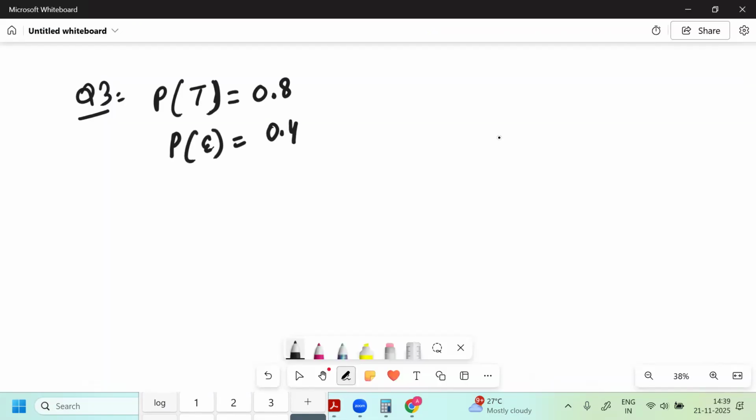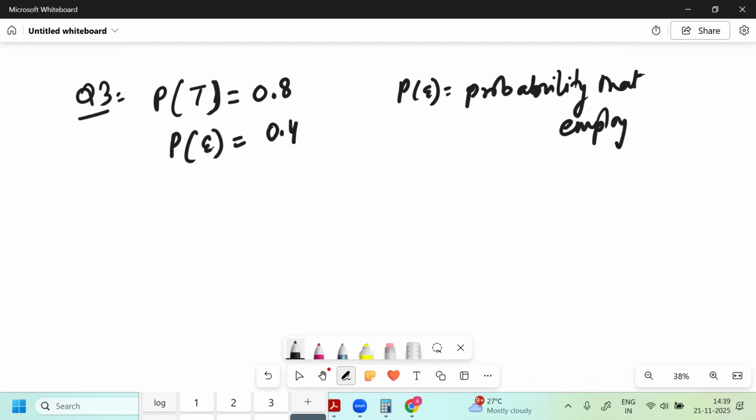So what is E? E means the probability that the employee earns more than 20,000 rupees. That is probability of E. It means the probability that the employee earns more than 20,000 rupees, and I'm assuming that means probability of E.